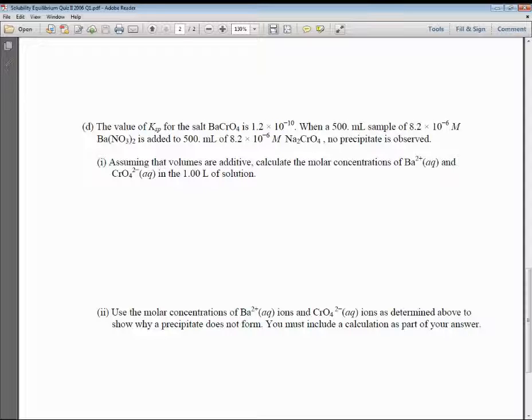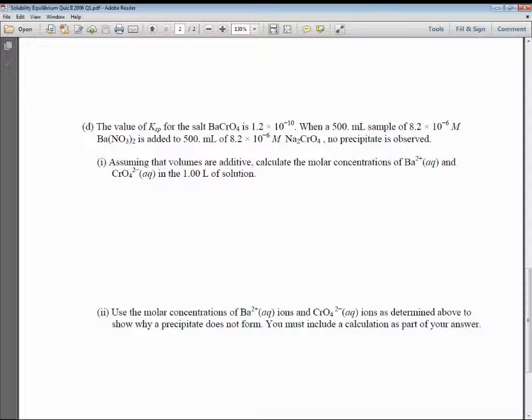Leave a POD with the D on it and a quiz with the D on it? Because here it is in that part Q, with the same kind of question, maybe just a little worded differently, but same thing. It says the value of KSP for the salt barium chromate is 1.2 times 10 to the minus 10. Notice they switched gears on us.